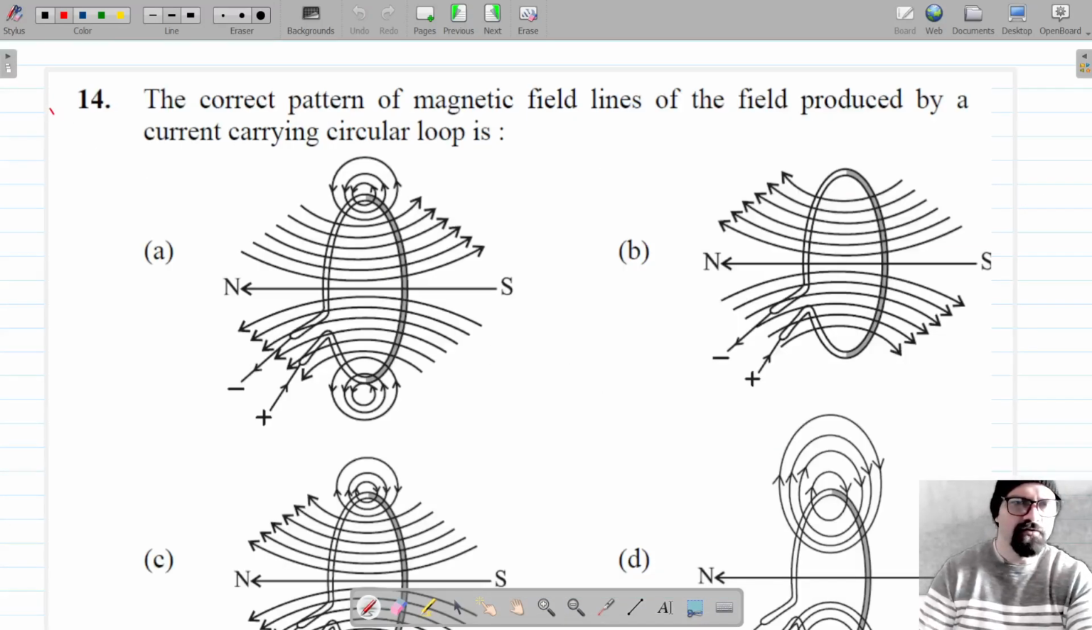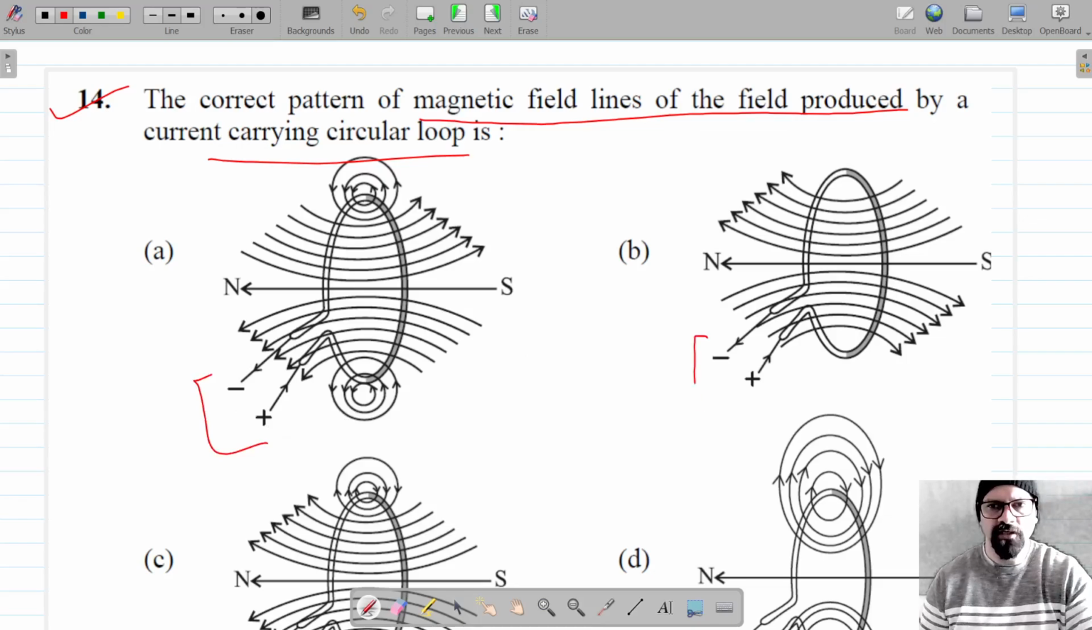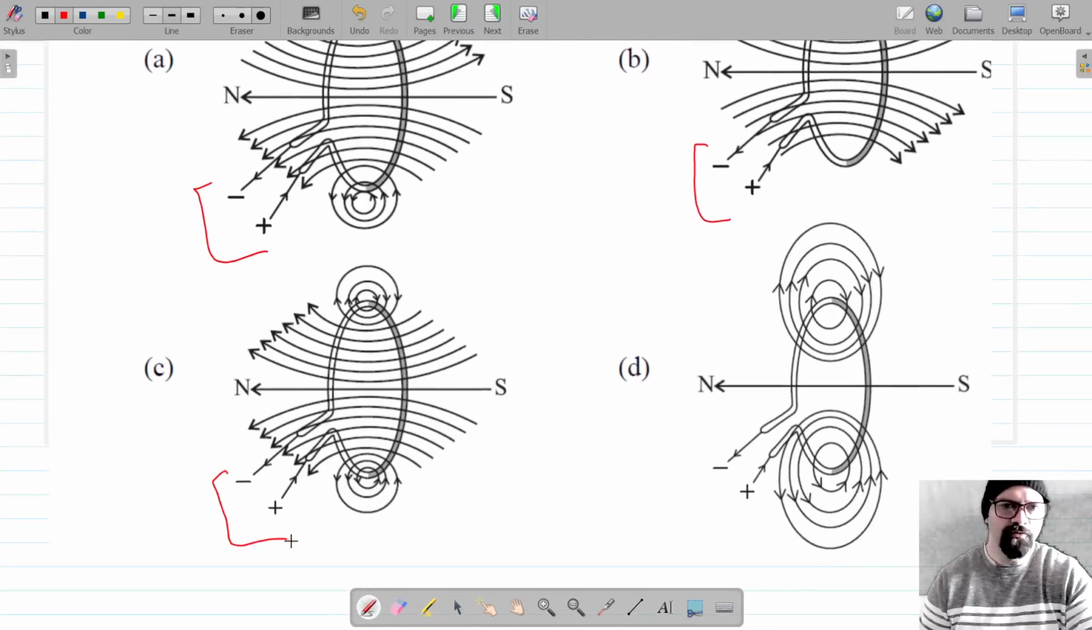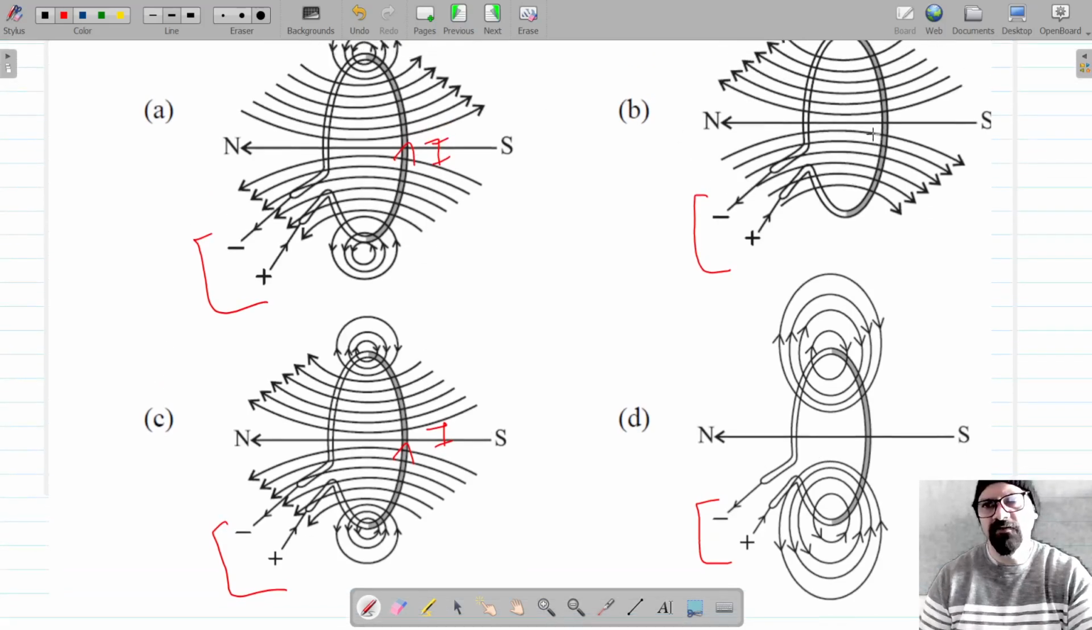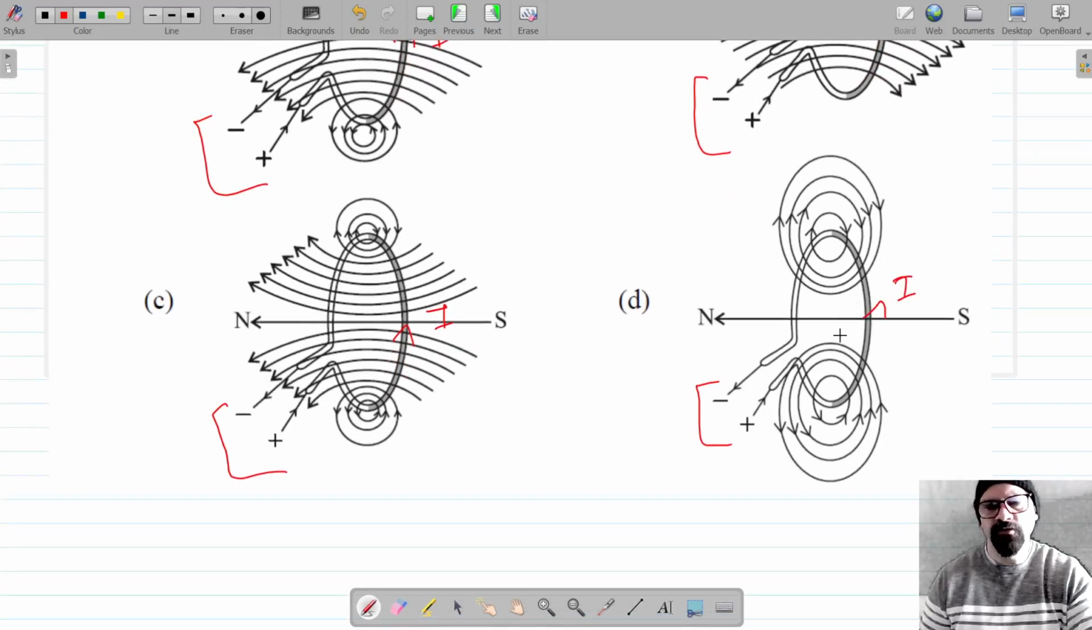Okay, for next question, that is question number 14, we have to select the correct pattern of magnetic field lines of the field produced by a current carrying circular loop. Okay, these are all the circular loops. And if you see the direction of current जो है वो सभी loops में same है. The direction of current is same in each of the loops. So this is the direction of the current, positive to negative. We have to find the exact pattern of the magnetic field lines. And I will show you how to find the exact pattern of magnetic field lines.